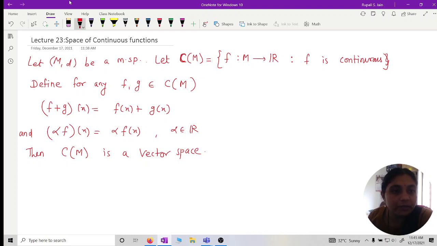So if (M, d) is any metric space, we denote C(M). What is C(M)? It is the collection of all continuous functions from M to R, real valued functions. We define vector addition and scalar multiplication in this manner: (f plus g)(x) is nothing but f(x) plus g(x), and scalar multiplication is defined as (alpha f)(x) is alpha times f(x). This will form a vector space.